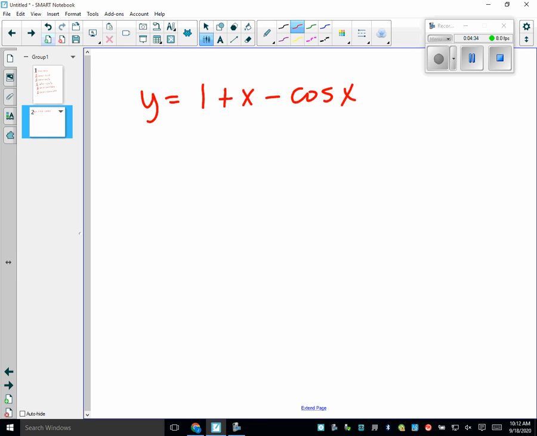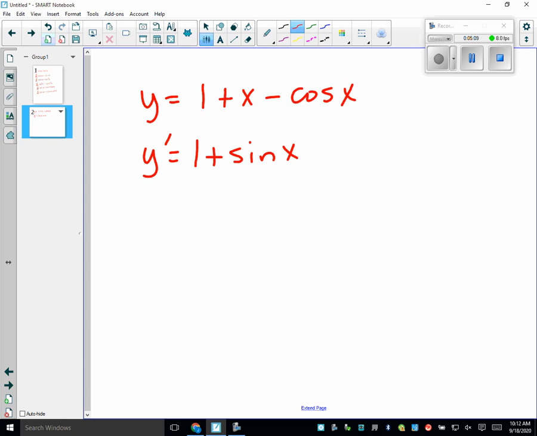Here's our problem. We want the derivative. What's the derivative of 1? 0. So what's the derivative of x? 1. What's the derivative of negative cosine of x? Sine x. So 1 plus sine x is the derivative. That's not bad, is it? It's pretty good.